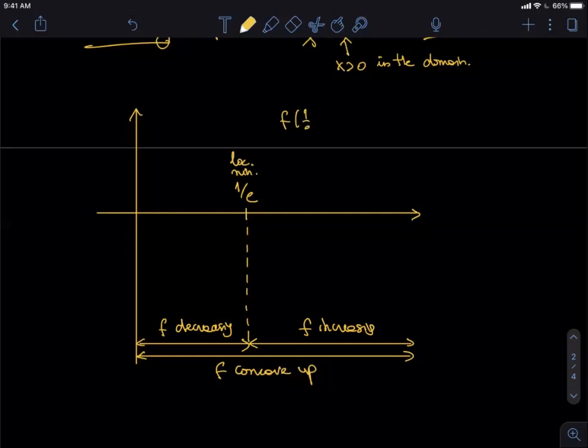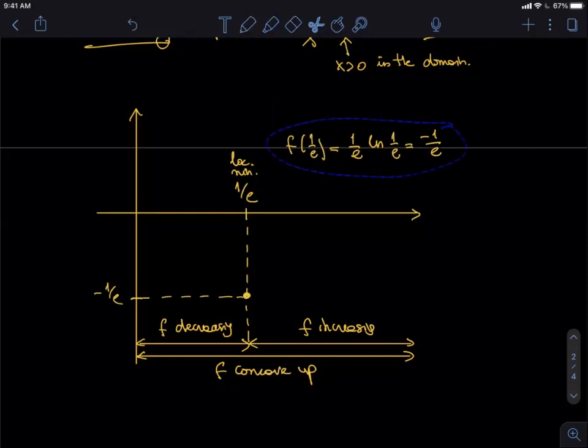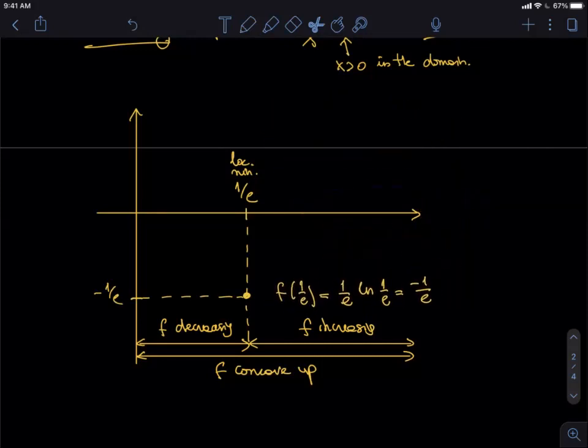Okay, so f of 1 over e, this is 1 over e logarithm of 1 over e. So that is minus 1 over e. Okay, so it will be somewhere here. Okay, minus 1 over e. So the function passes through this point. And then we can probably put this information here. There we go.